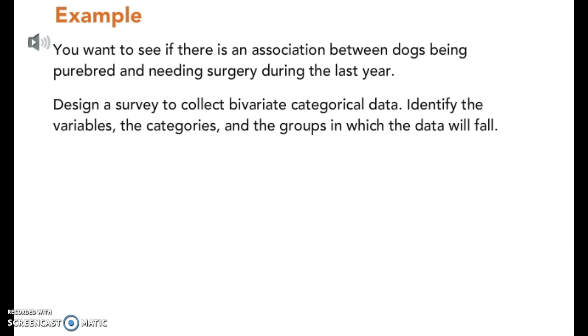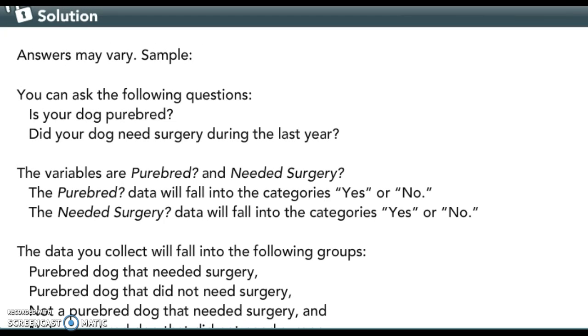Okay, for this one, you want to see if there is an association between dogs being purebred and needing surgery during the last year. So you need to design a survey to collect the bivariate categorical data. You want to identify the variables, the categories, and the groups to which they are going to fall. Okay, so your answers may be a little bit different than mine, but the first thing we're going to do is write down some questions.